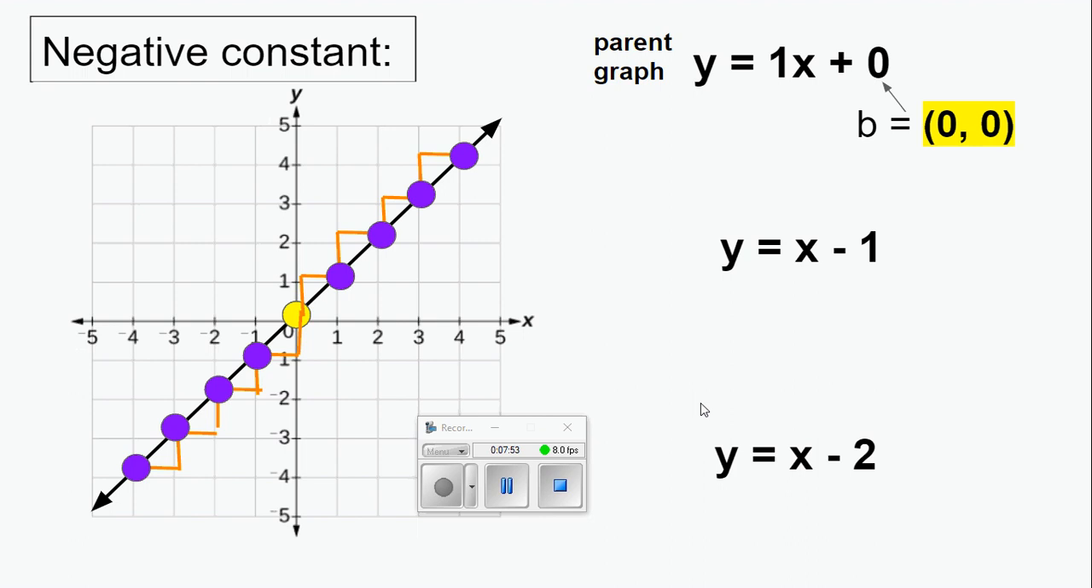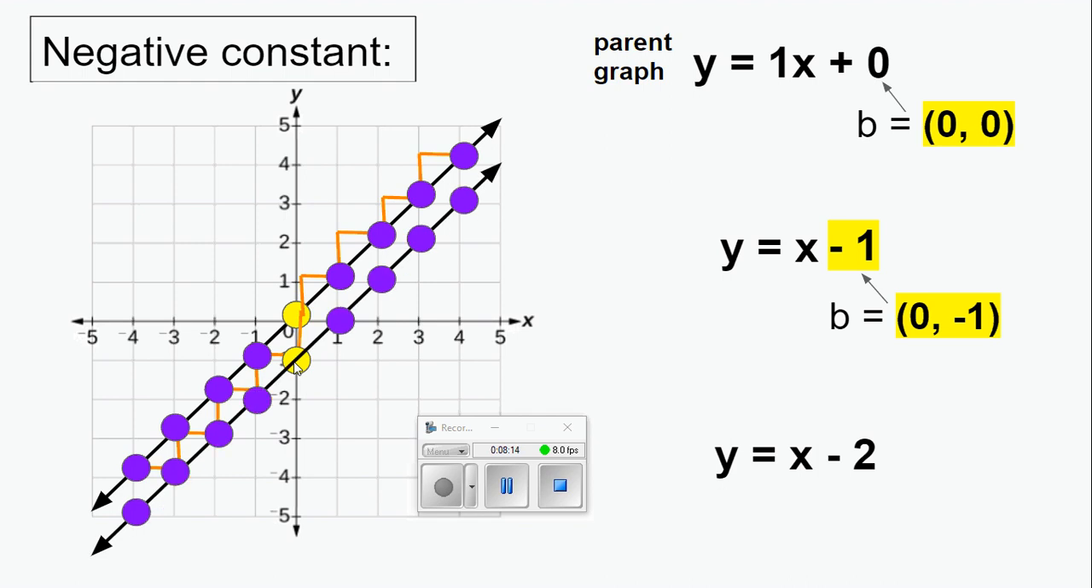All right, now let's see some negative constants. Again, parent graph up here, the understood 1 and 0 that crosses at the origin, and then you see that up 1 over 1 staircase in the background. So this one, if you see x minus 1, it's now going to cross below the origin. See how it now has a point at 0, -1? So that's the same line, it's just now down 1 spot.